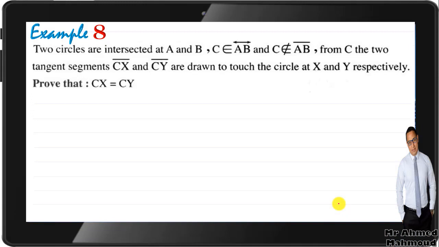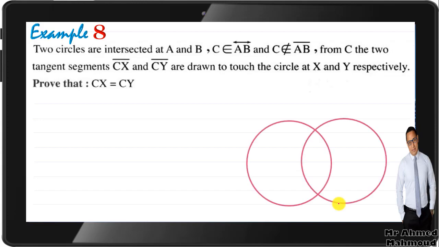Okay, now we have two intersecting circles at A and B. So the first step, I'm going to draw two intersecting circles like this. I'm going to call this point A, and this point B, because they intersect at A and B. C belongs to the straight line AB, and C is not between A and B, C is outside AB. So first I'm going to connect AB with a straight line. So for example, C will be here in this position.